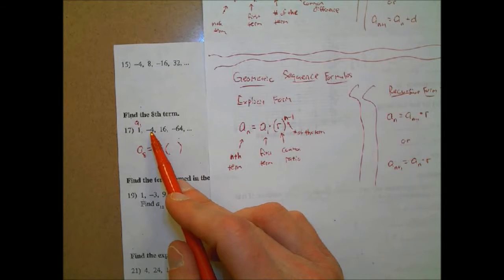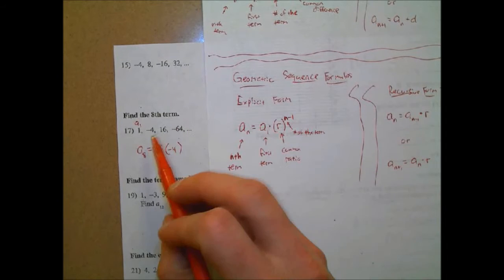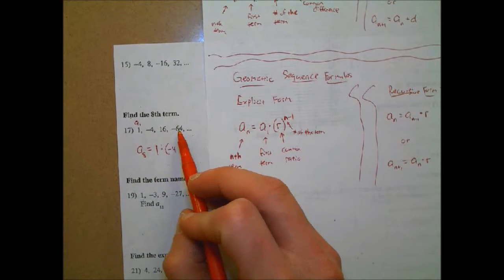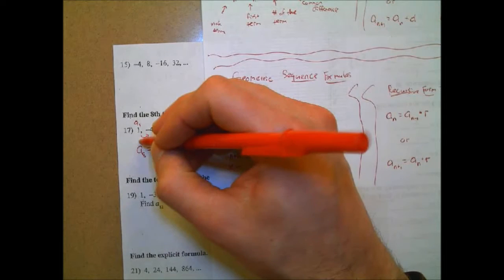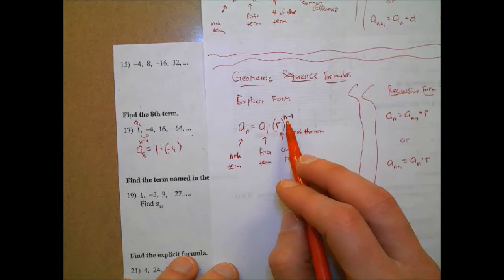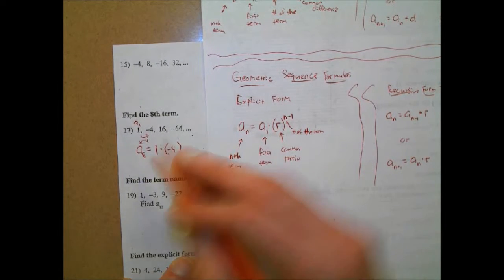Negative 4, yeah. And then let's just check it though. Times another negative 4 gives me a positive 16. Times another negative 4 gives me negative 64. So our common ratio there is negative 4; we're multiplying by negative 4 every time. And then what's my n? 8, right? It's the number of the term, 8. So it's 8 minus 1.